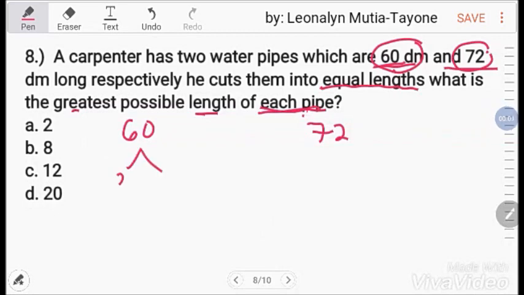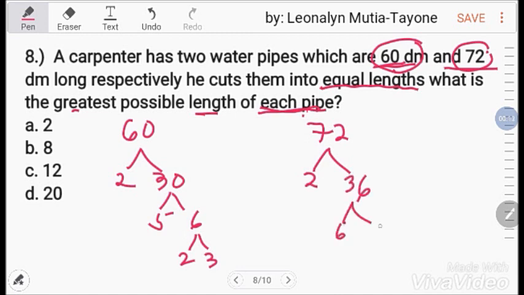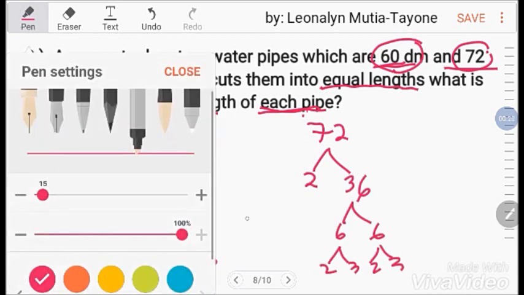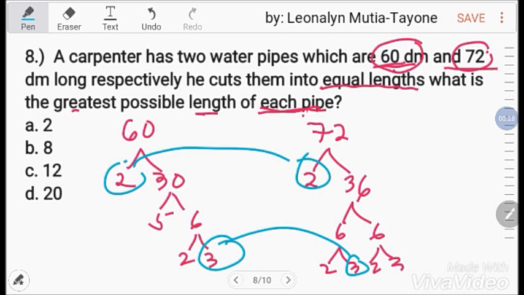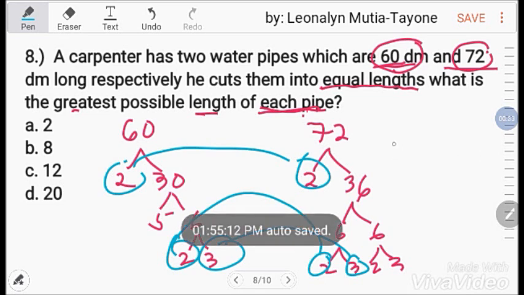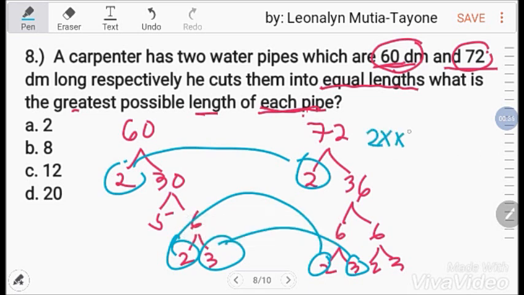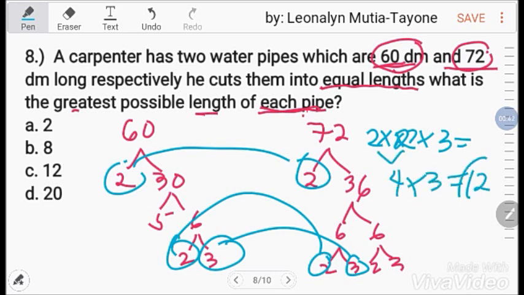Now, i-factor out natin. Hanapin natin yung mga common. 2 and 3. And what else? We have another 2. So that is 2 times 2, 2 times 3. 4 times 3 equals 12. So ang greatest common factor is 12.